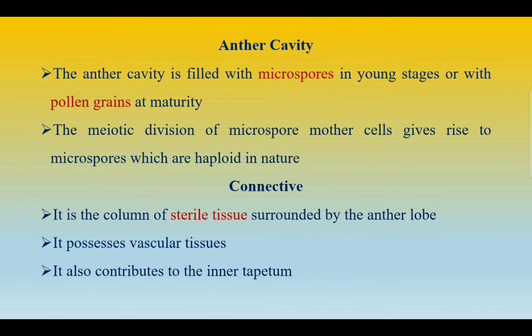Next is the anther cavity. The anther cavity is filled with microspores in younger stages or with pollen grains at maturity. The meiotic division of the microspore mother cells gives rise to microspores which are haploid in nature. Next is the connective. It is the column of sterile tissue surrounded by the anther lobes and it possesses vascular tissue and it also contributes to the inner tapetum.